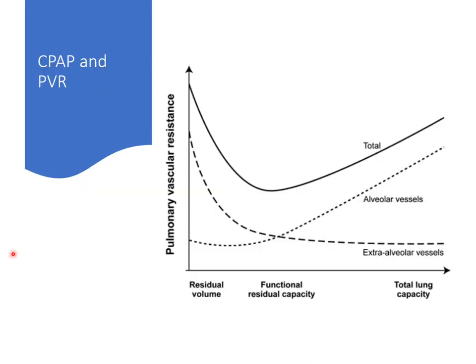This is just a slide showing CPAP and pulmonary vascular resistance. We can see that when the lung is at FRC, and not at residual volume or total lung capacity, the PVR is the least. The total PVR is the least when the lung is at functional residual capacity. So this is important even for cases like pulmonary hypertension. The administration of CPAP will help in reduction of PVR.